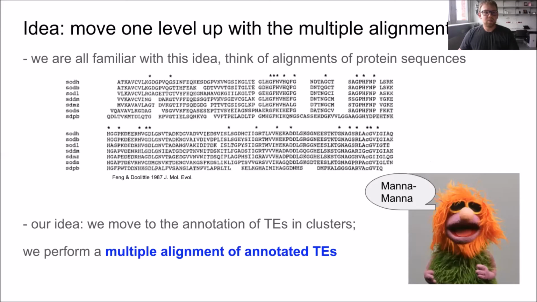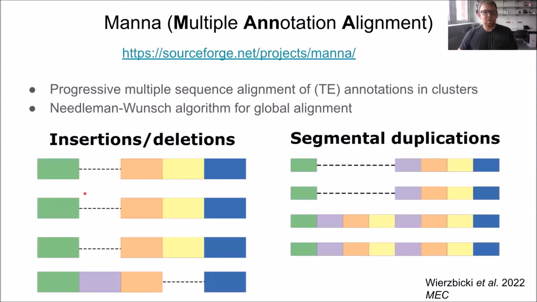And so, inspired by the protein sequence alignment, where you align amino acids instead of the underlying nucleotide sequence, we align TE annotations of the piRNA clusters. And so this is a multiple alignment of TE annotations, which we call MANA. And in brief, MANA employs the Needleman-Wunsch algorithm for a global alignment of the sequences of TE annotations.